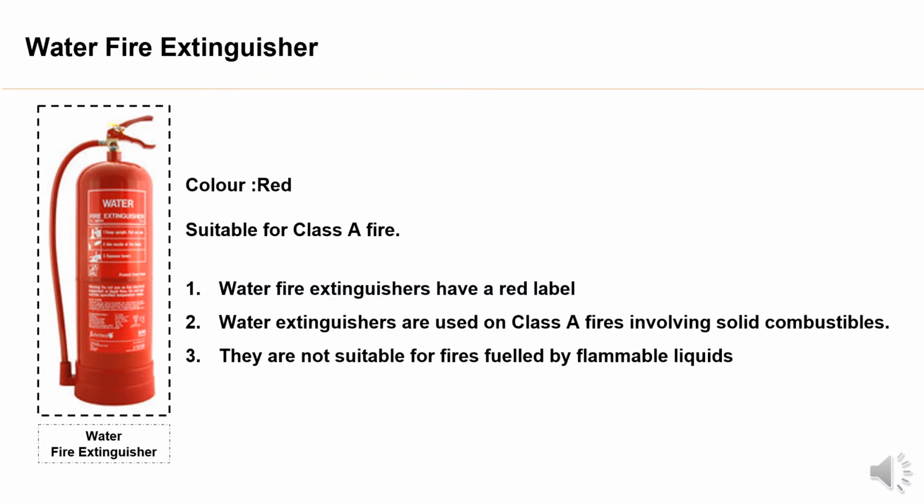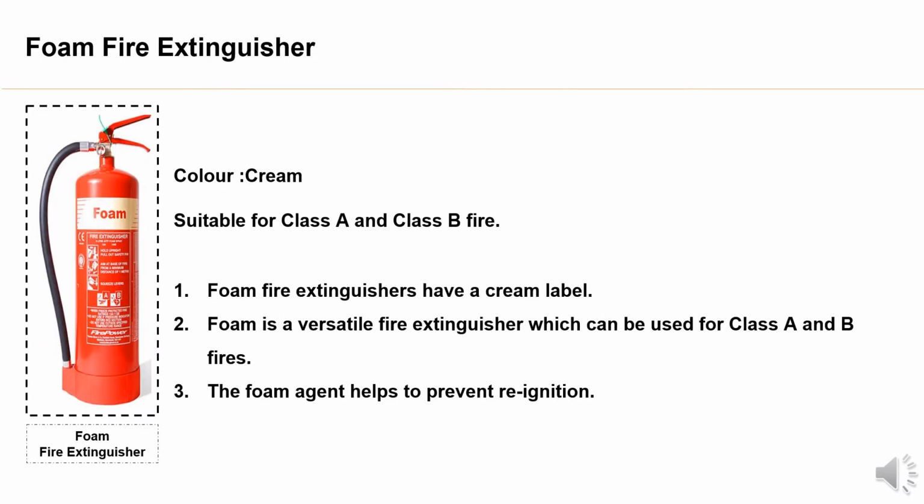Water fire extinguisher. Water fire extinguishers have a red label. Water extinguishers are used on Class A fires involving solid combustibles. They are not suitable for fires fueled by flammable liquids or where electricity is involved. Foam fire extinguisher. Foam fire extinguishers have a green label. Foam is a versatile fire extinguisher which can be used for Class A and B fires. The foam agent helps to prevent reignition.